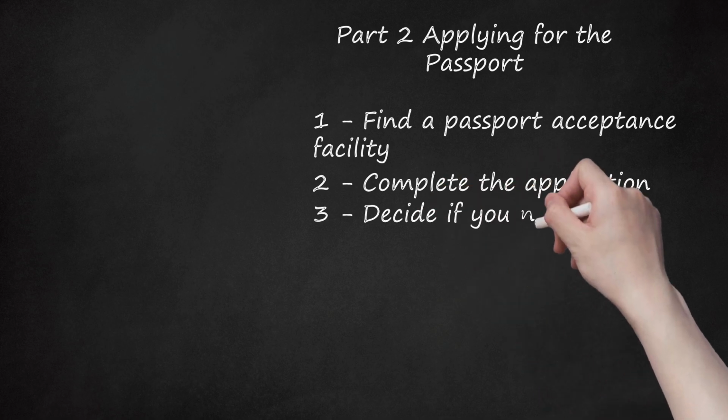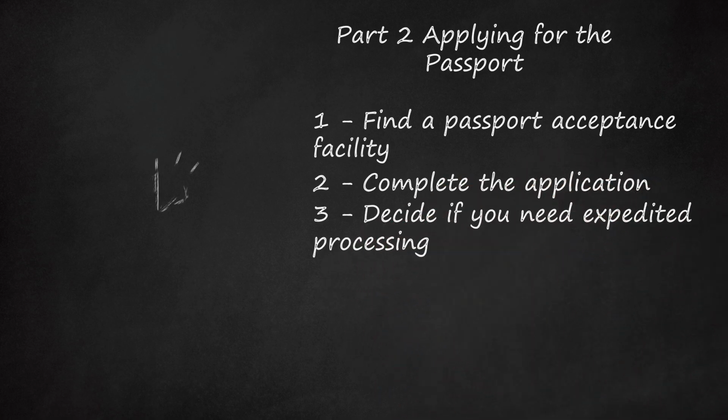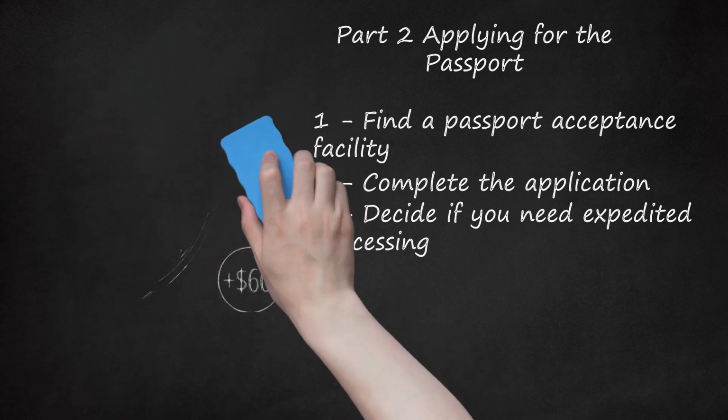3. Decide if you need expedited processing. Your passport will generally be processed in 4 to 6 weeks. However, if you need it sooner, then you can pay $60 for expedited processing. You will receive your expedited passport in 2 to 3 weeks typically. If you choose expedited processing at selected government agencies, then you can get the passport in 5 business days.